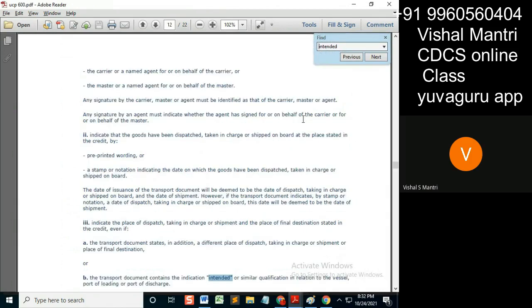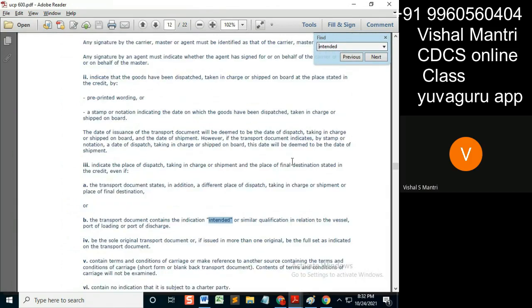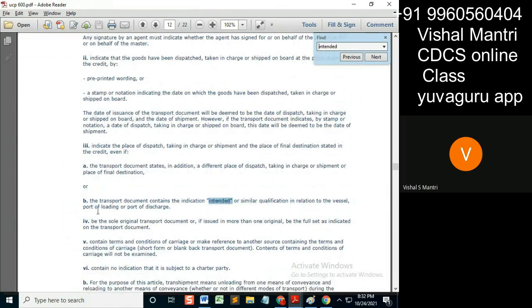Intended. Next. Contains, yeah, see this. The transport document contains the indication intended or similar qualification to the vessel, port of loading or port of discharge.